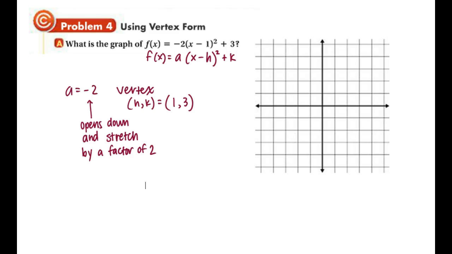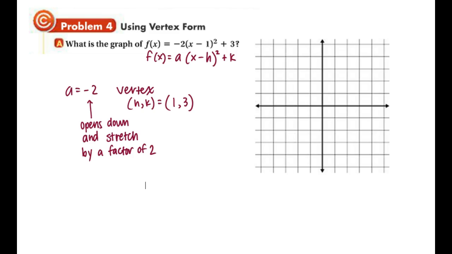Here in example 4, we're going to use vertex form to graph the equation f of x equals negative 2 times the quantity x minus 1 squared plus 3. So I immediately wrote vertex form directly below to make it easy for us to figure out what the a value is as well as the h and k. So I know that a is equal to negative 2, which means the parabola is going to open down and we're going to be stretching the parent function by a factor of 2.